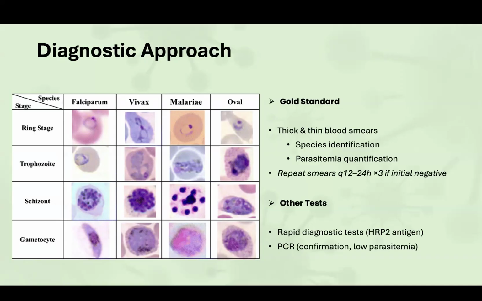A key teaching point is that a single negative smear does not rule out malaria. Smears should be repeated every 12 to 24 hours, up to 3 times if suspicion remains high. Other tests include rapid diagnostic tests like HRP2 antigen or PCR. Here I have an image with the different species in the different stages on histology. So they look very similar, but you can easily distinguish them from each other.